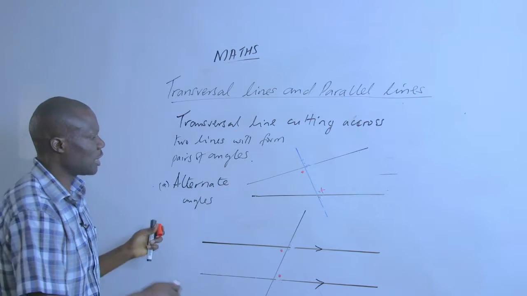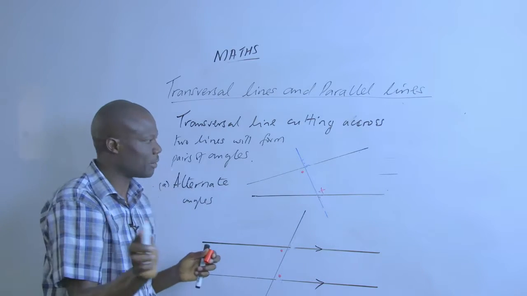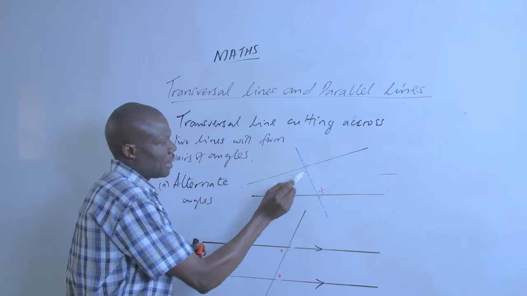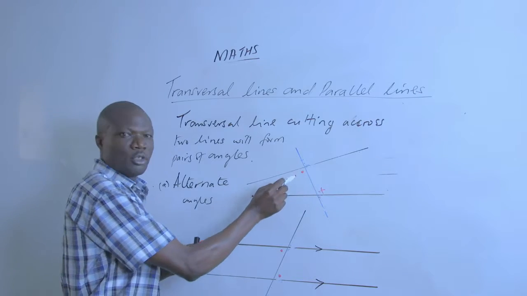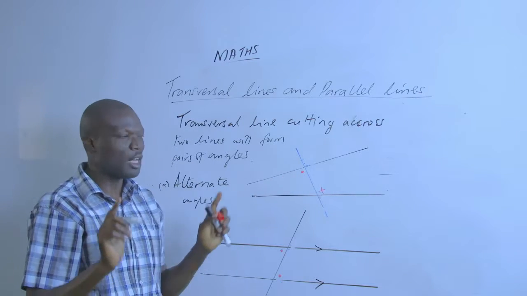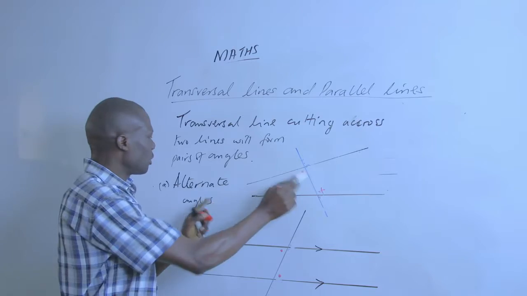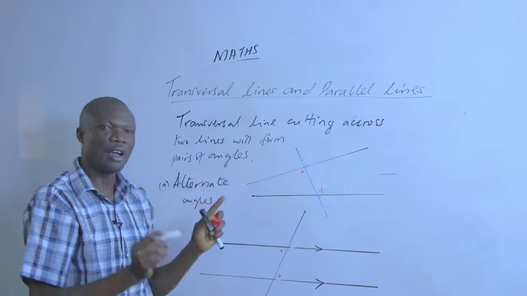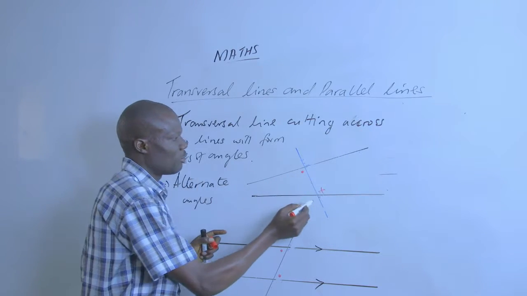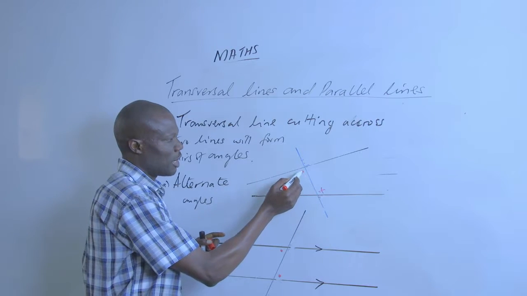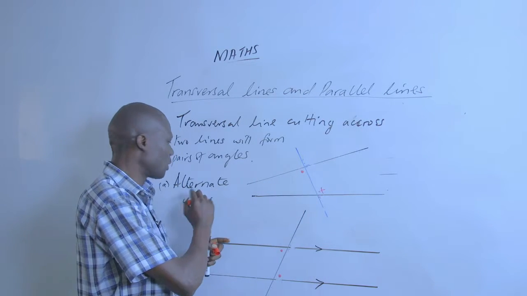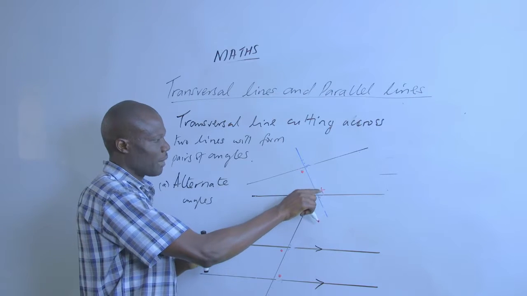Now, for this case, these two lines are not parallel. We have a dot and an X, which means that the two angles are alternate. However, they are not equal because the lines are not parallel. So this angle and this one are alternate but not equal.